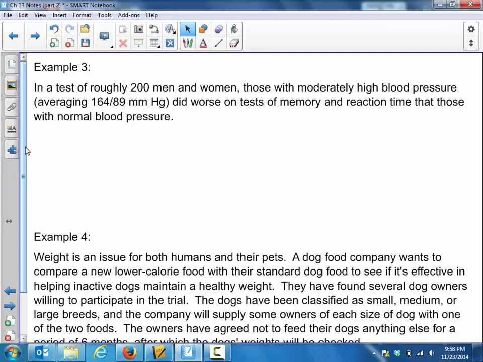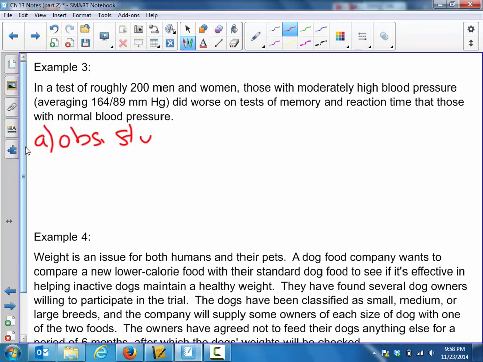All right, example 3. In a test of roughly 200 men and women, those with moderately high blood pressure did worse on tests of memory and reaction time than those with normal blood pressure. Well, hopefully we realize pretty quick that this is an observational study, because you can't require that people have high blood pressure, or enforce that upon someone's environment. That's a little bit silly.